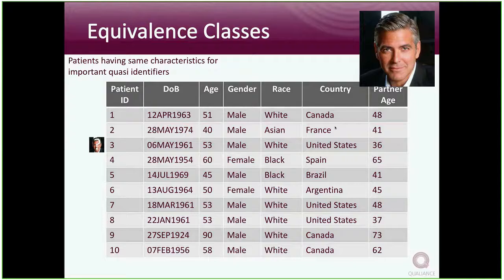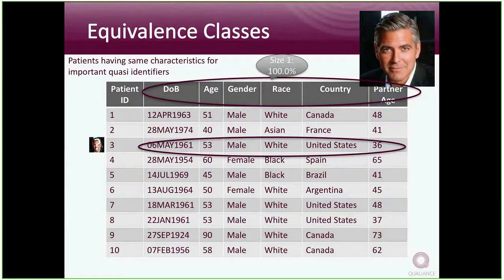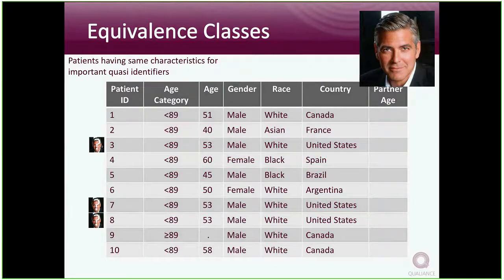Which introduces the concept of occurrence classes. An occurrence class is a set of values for a selected set of co-identifiers. So in that case, these are the 6 co-identifiers that we have. We have to imagine that patient IDs have been recorded, and the occurrence class defined by this date of birth, age, male, white, United States, and partner age of 36 has a size of 1, which gives us a probability of 100% to identify the patient, and so on and so forth.